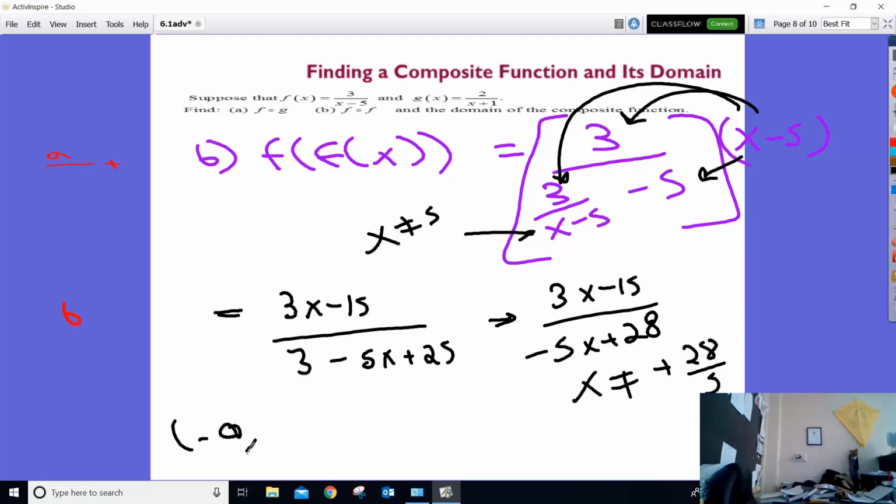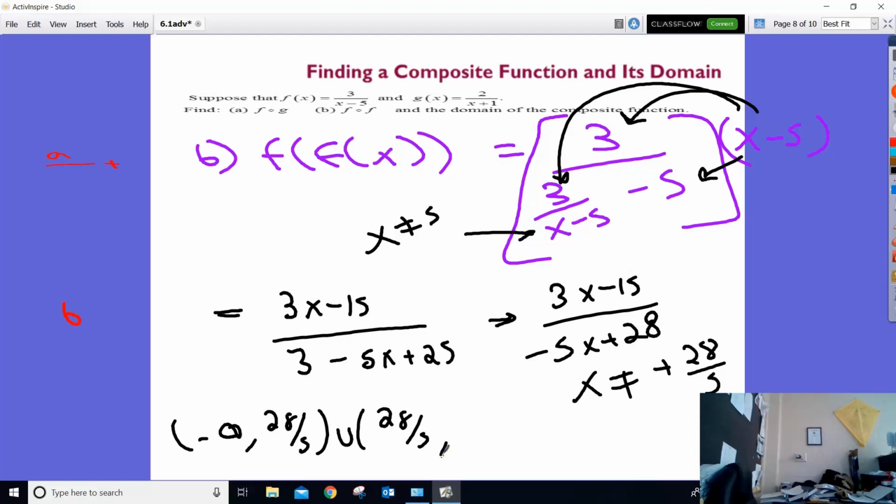Negative infinity to where? 5 or 28 fifths, which one? No, 28 fifths is the smaller of the two. Union with what? Nope. You jumped at the asymptote at 28 fifths. You're still really close to what? 28 fifths. There ain't no long distance jumper in there. It's short game. That's 28 fifths smaller.